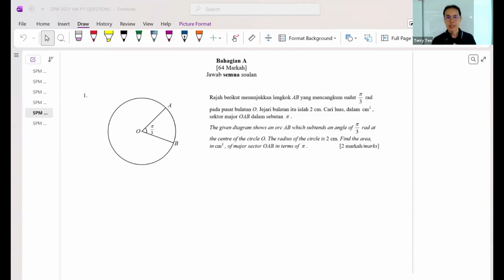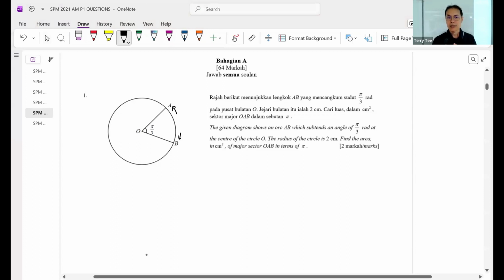This is from Form 5, Chapter 1, Circular Measure. So the given diagram shows an arc AB which subtends an angle of pi over 3. This is your arc AB, right? At the center O. The radius of the circle is 2 cm. So this 2 cm. Find the area of major sector in terms of pi.